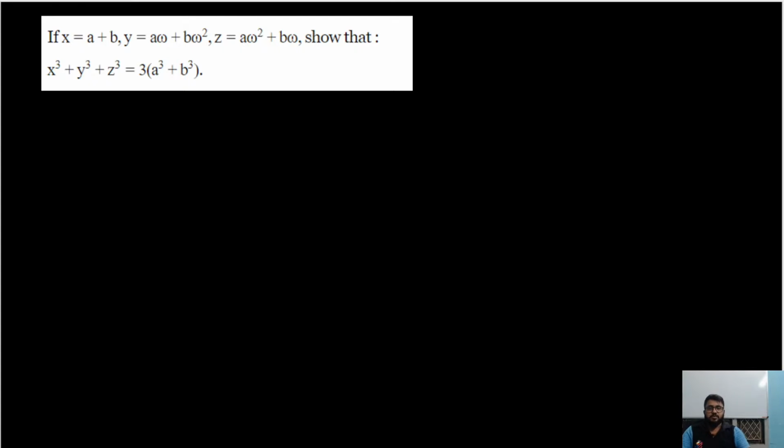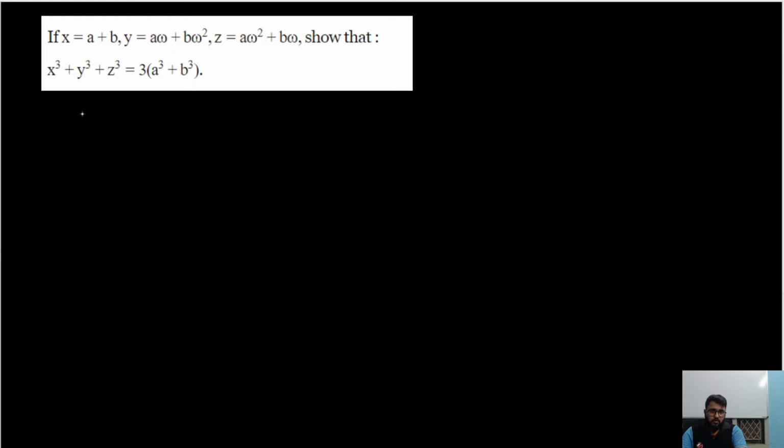And today we're going to discuss a problem from Cengage for JEE Mains, third edition. This is from complex numbers, and it's question number 70. So here, as you can see, you have the values of x, y, z, and you're supposed to prove this.